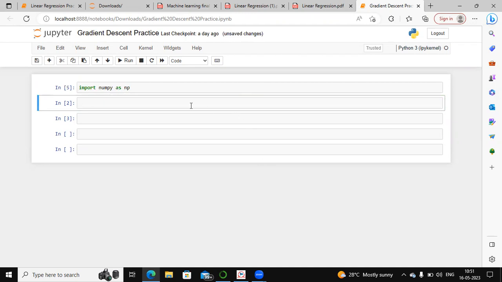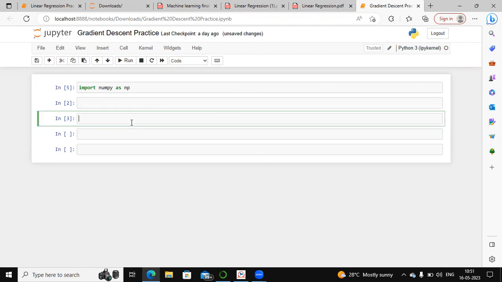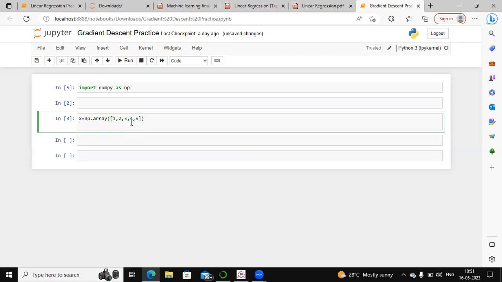Let me pass the x array to be np.array of 1, 2, 3, 4, 5. Let me pass the output for this as np.array of 5, 6, 7, 11, 13. So this is just like the data that we have. This is not the training data. Here we are just trying to compute the slope and intercept based on these values.